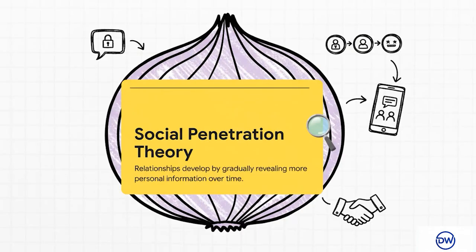Let's look at relationships. Social penetration theory is sometimes called the onion theory, which is a great way to think about it. It says that relationships get deeper as we slowly peel back layers and reveal more personal stuff over time. And that is exactly what happens online, isn't it? We start with public posts, then maybe move to direct messages, building trust through that slow, gradual reveal.